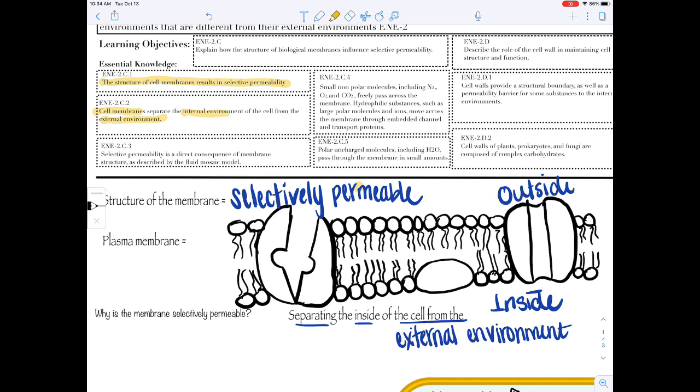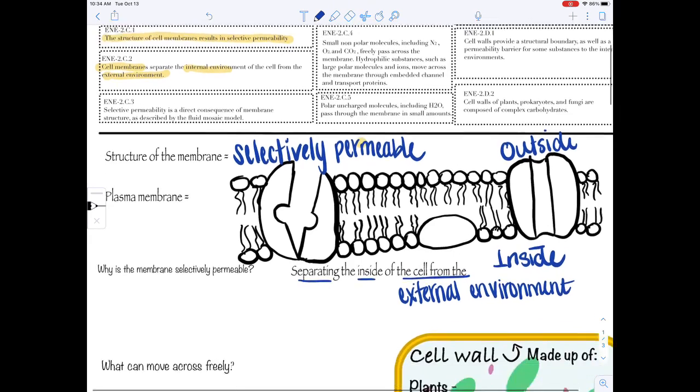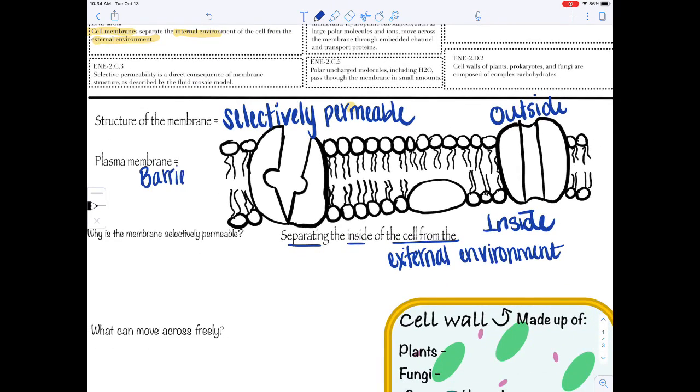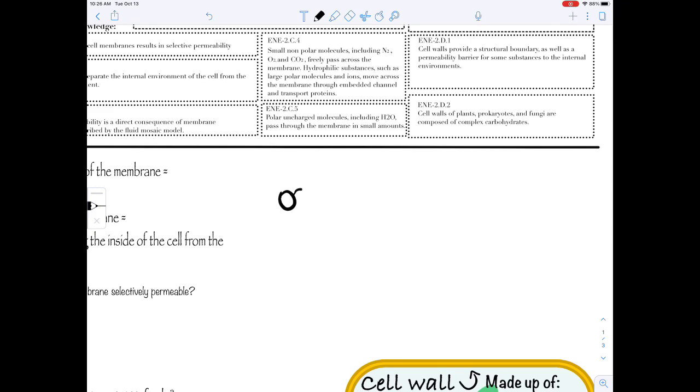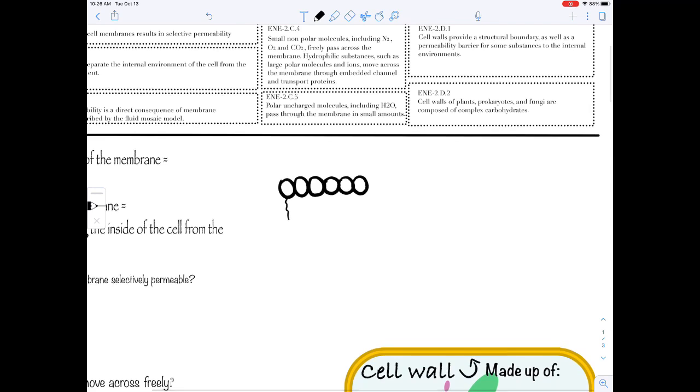So as we come back to our essential knowledge, that's what we have on there, that your cell membrane separates internal from the external. Now, our plasma membrane is acting as a barrier, and you also have to understand why the plasma membrane is selectively permeable, and that it's the structure and how the plasma membrane is formed that makes it selectively permeable. So remember that our plasma membrane, we have our phospholipid heads and our fatty acid tails. Now our heads are hydrophilic, whereas your tails are hydrophobic.